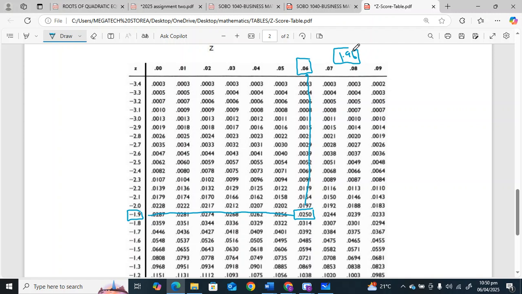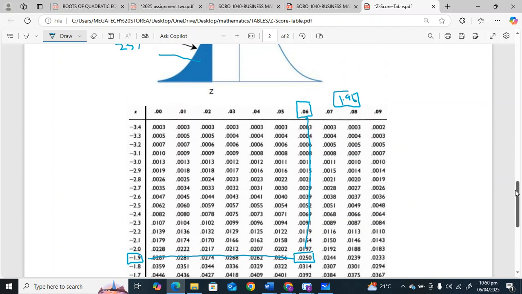Okay. Can I go to the second way of looking at it, or are we satisfied with this one? Okay, the second way of looking at it.